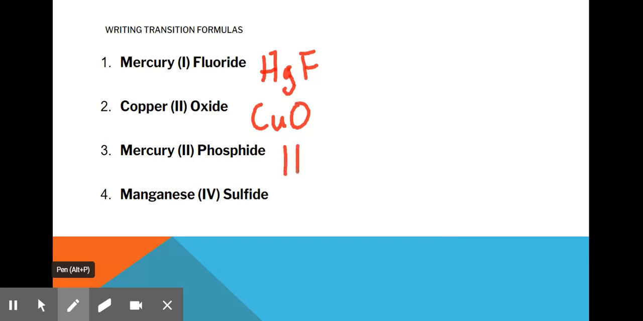For number 3, you should have gotten Hg3P2. And for number 4, you should have gotten MnS2. +4 on manganese, -2 on sulfur, crisscross, and then reduce.